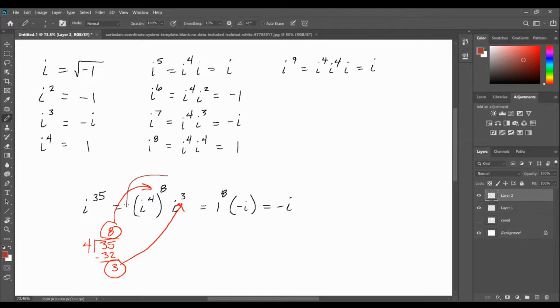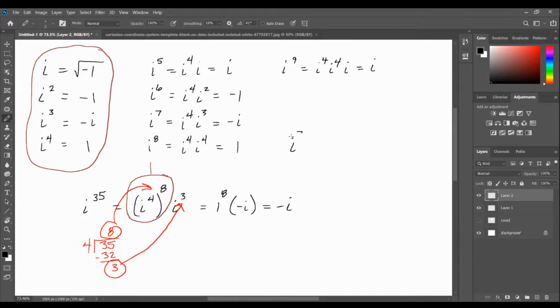This whole section is going to turn out to be 1. So it's 1 times i raised to the remainder power. And that can be simplified to one of these 4. You will have some problems in the homework that are like that. i to the 72nd power, for example. And we'll just work them out the same way.